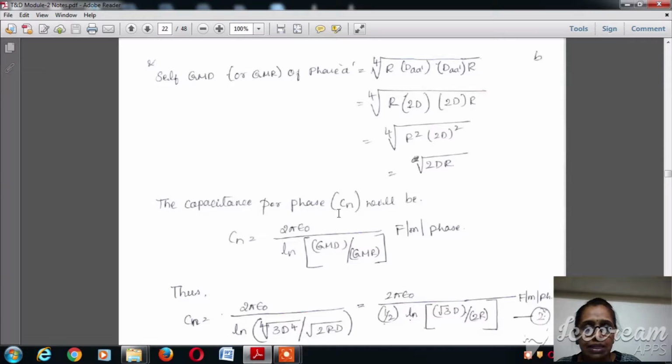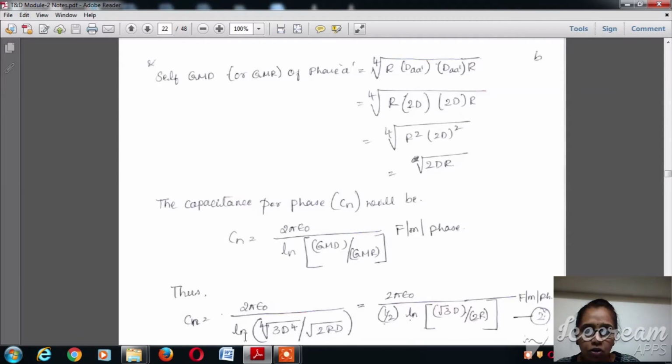So now the capacitance per phase Cn will be equal to, according to the GMD or GMR approach, 2 pi into epsilon naught divided by ln into GMD divided by GMR, farad per meter per phase. So 2 pi epsilon divided by ln GMD is nothing but equal to 4th root of 3 into 3d to the power 4 divided by square root of 2 rd.